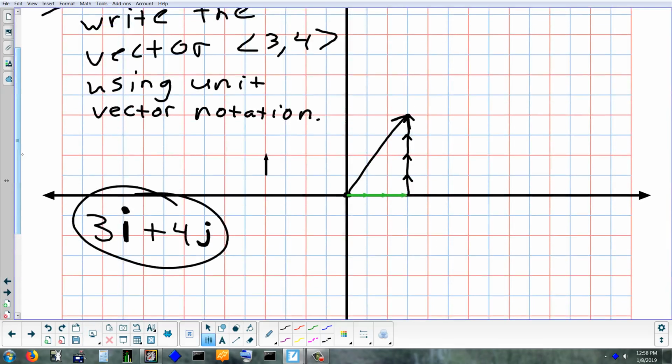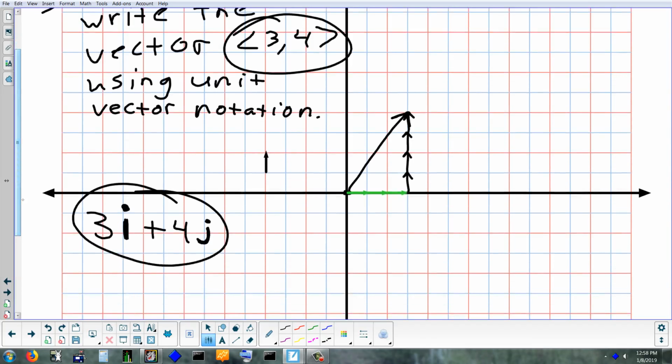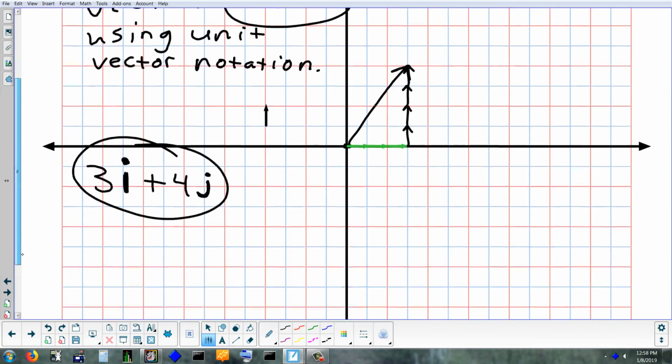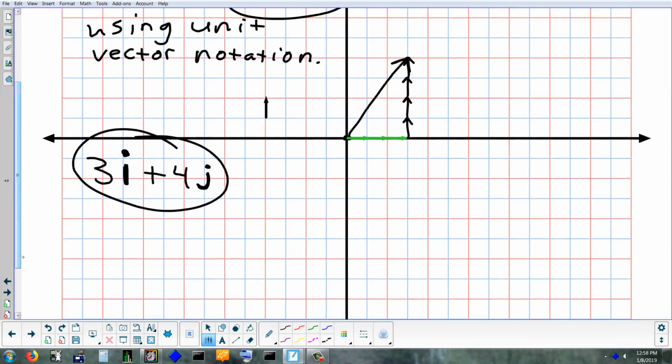So if you have something written like this and you want to turn it into I's and J's, all you really have to do is take out the comma and the brackets and put in an I and a J with a plus sign in the middle. That's all you really end up doing. Are there special vectors for the ones that go in the other directions, or do you just do negatives in front of I and J? You just do negatives, yep. That's what I was going to mention next.